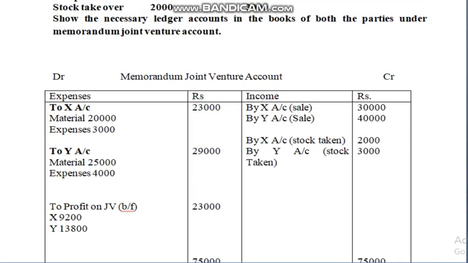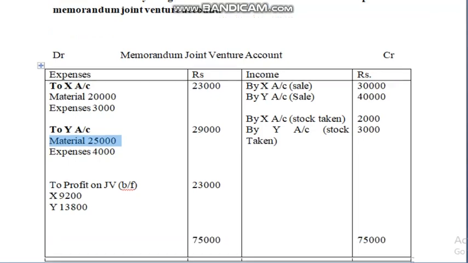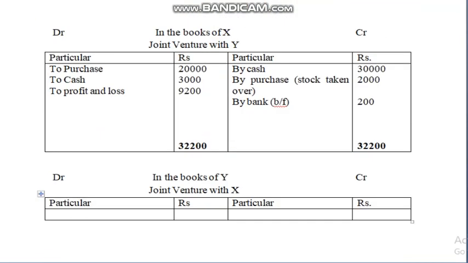Now come to the Y account. In the joint venture account, the first one relates to X and the second transaction relates to Y. Record this transaction in the books of Y, which includes material and expenses. Material is debited with purchase and expenses are debited with cash or bank. How much material? 25,000. So, in the books of Y, to purchase, 25,000. Any material purchased by a co-venturer should be debited with purchase.